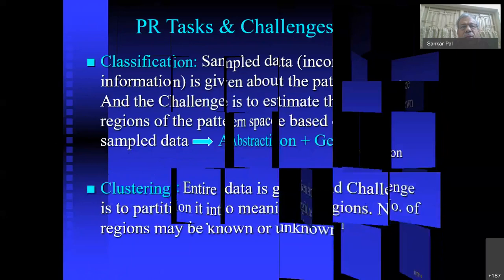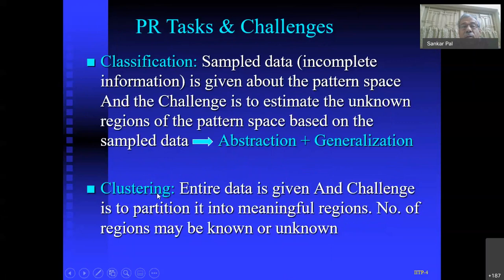There are two challenges. One is called classification, one is called clustering. What is classification? You are given sampled information. There will be incomplete information about the classes. And your challenge is to estimate the entire region of the pattern class based on this sample information, based on this incomplete information. That means it has a twofold task: abstraction of information from the incomplete information, and then making it generalized. This is the challenge.